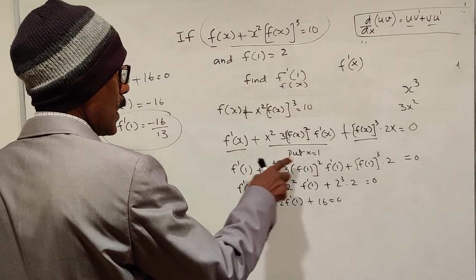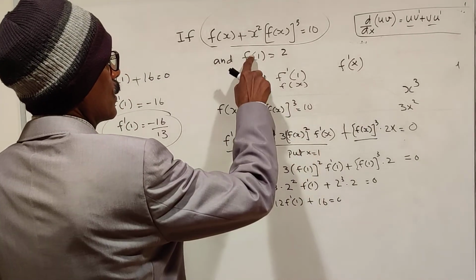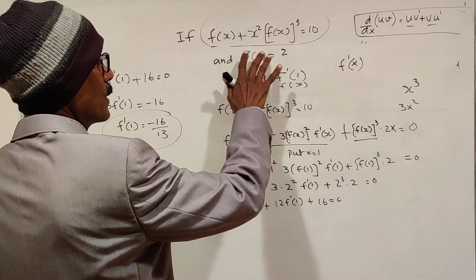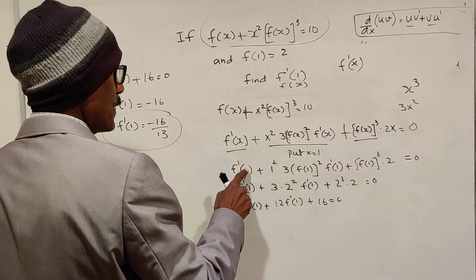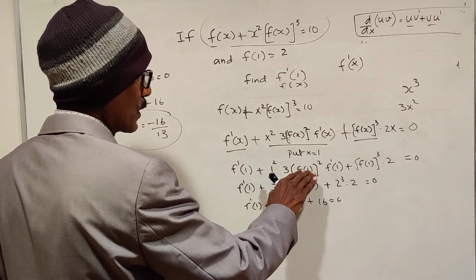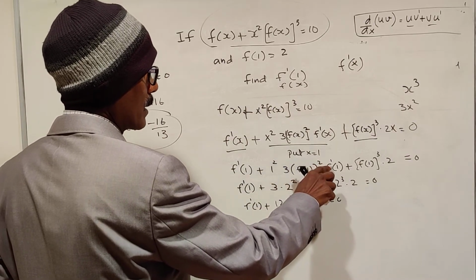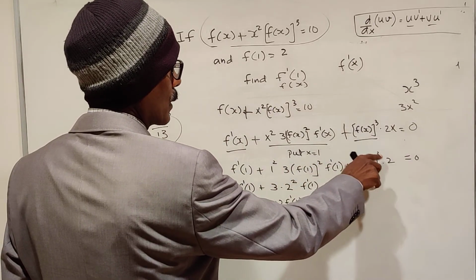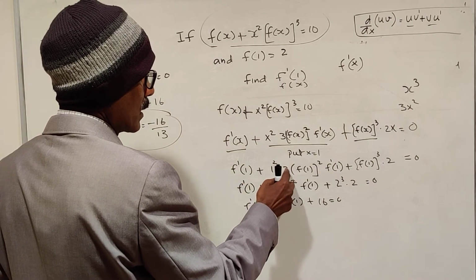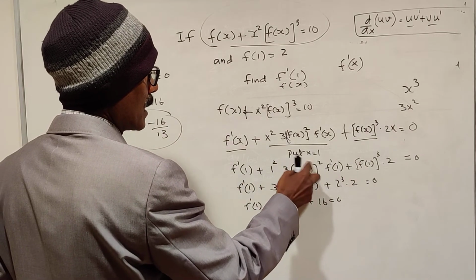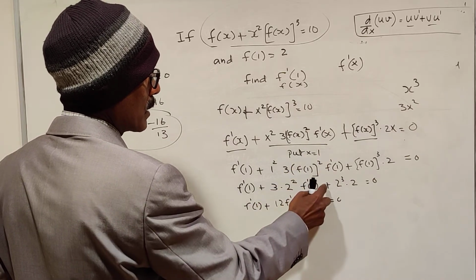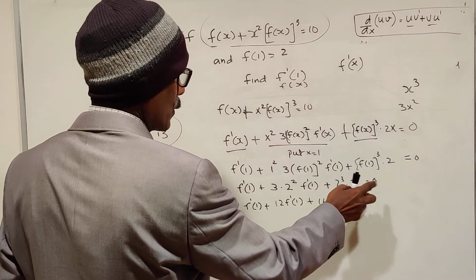When you put x is equal to 1, you need to apply the condition also. f(1) equals 2, right? Wherever you see f(1), you need to put 2. 1 squared into 3 times f(1) the whole square times f dash 1, plus f(1) the whole cube times 2. 1 squared is 1, 3, and what is f(1)? 2. 2 squared, 3 into 2 squared, f dash 1, plus 2 cubed times 2.